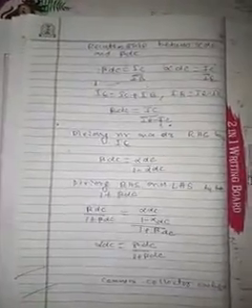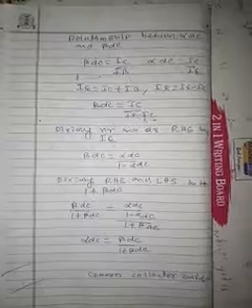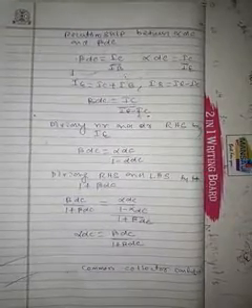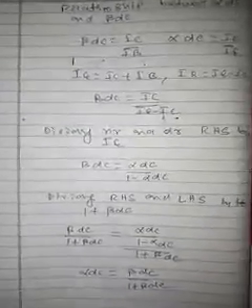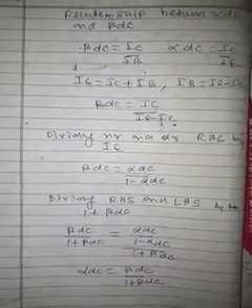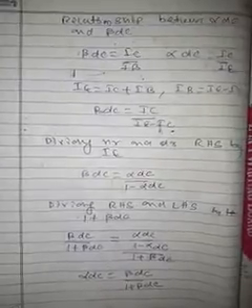Yesterday we discussed the relationship between alpha DC and beta DC. Recall again, alpha DC is nothing but beta DC divided by 1 plus beta DC, and beta DC is nothing but alpha DC divided by 1 minus alpha DC. So finally, we got these equations, that is nothing but the relationship of alpha DC and beta DC.